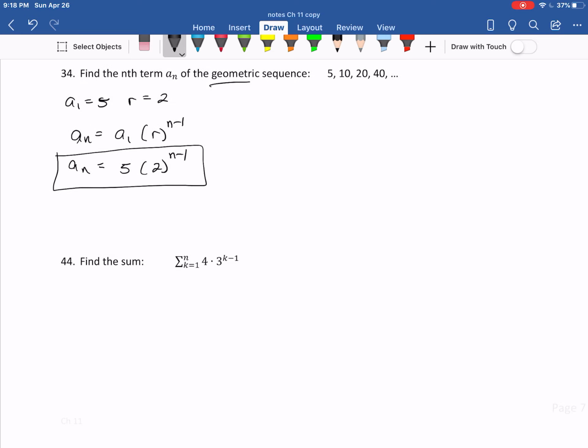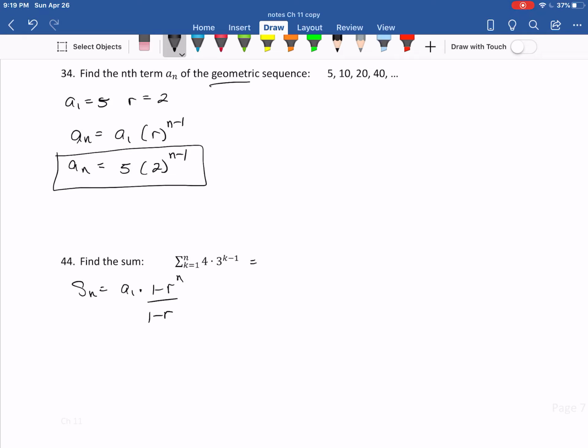44. Find the sum. All right, now we're going to add them up. Let's write down the formula. The formula for the sum of n terms is equal to a1 times 1 minus r to the n over 1 minus r. Okay, so do we know the first term? Not really. Do we know n? No. Do we know r? Not really. So we're going to start this by writing out the first few terms. The first term, the second term, the third term.